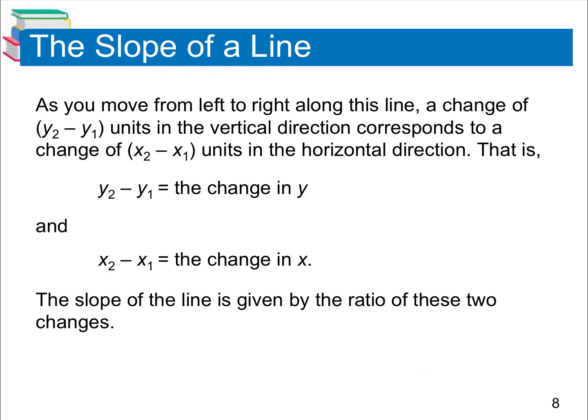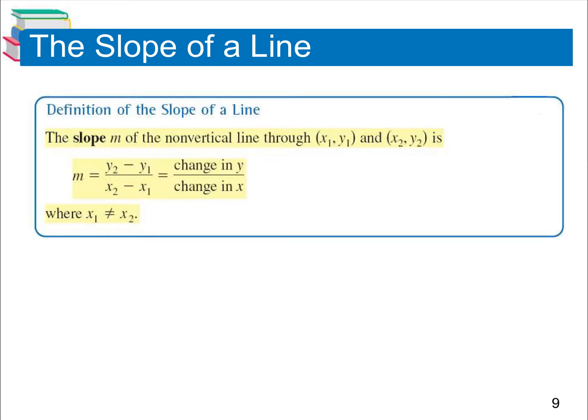Your slope is going to be found by taking the change in y over the change in x. So you're going to do y2 minus y1 over x2 minus x1. That is your formula to find your slope. If it gives you two ordered pairs, you choose one of those ordered pairs to be x1 and y1, and the other to be x2 and y2. Plug in your values and simplify.